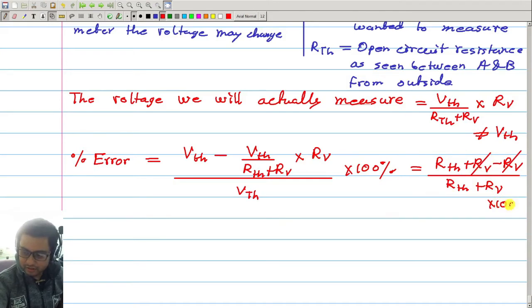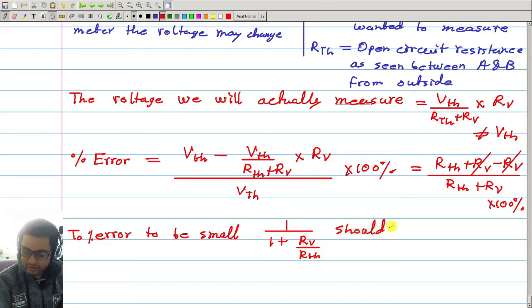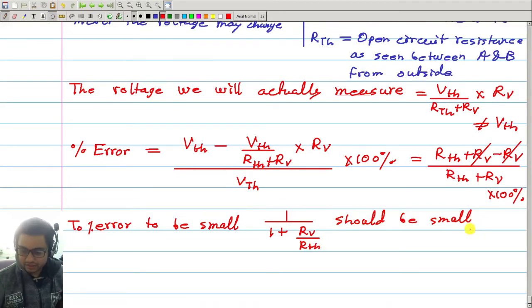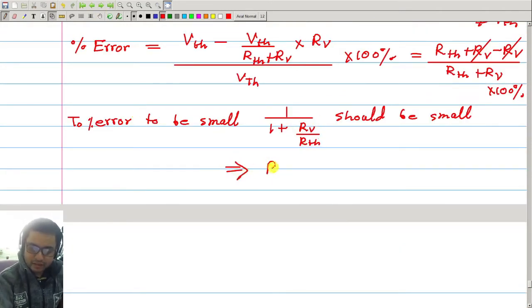And so this is the percentage error, and we would like this to be small. So for the percentage error to be small, this quantity RTH by RTH plus RV should be small. Let me divide the numerator and the denominator with RTH, so this will become 1 over 1 plus RV by RTH. This should be small, which implies this quantity should be high. That means RV should be much higher than RTH.